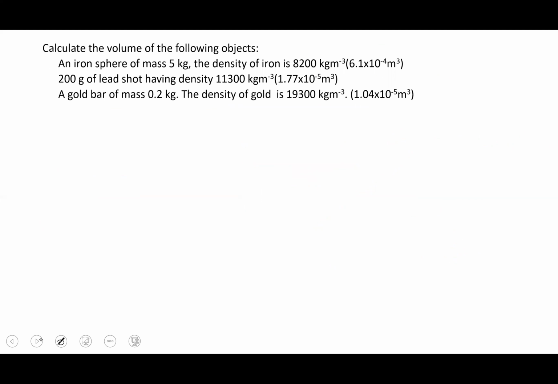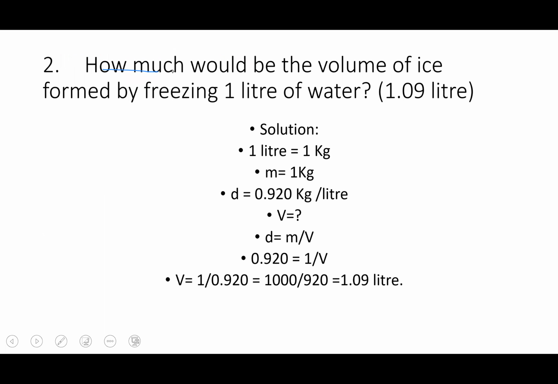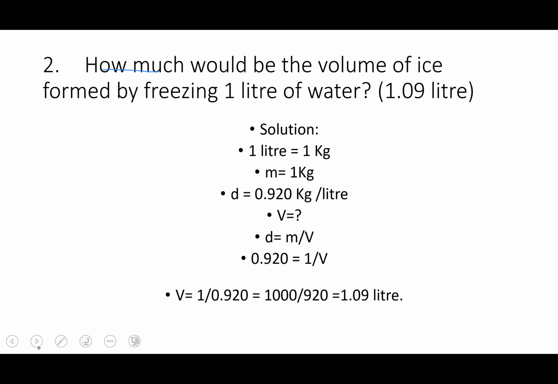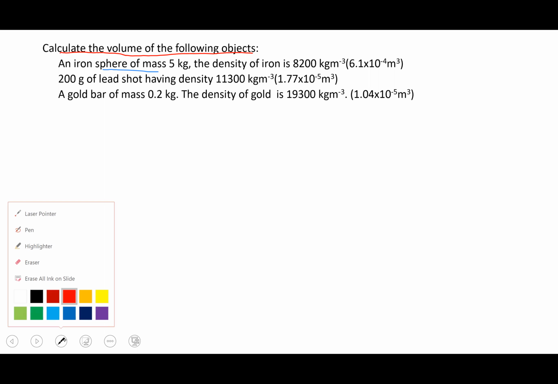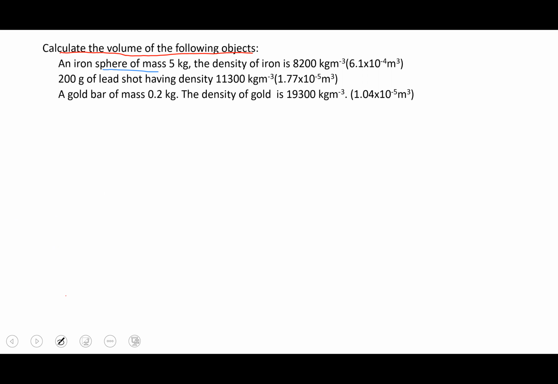Calculate the volume of the following objects. An iron sphere of mass 5 kilograms. Okay. Now this is the iron filing which we have taken over here. In this case, the iron filing which we are considering is of 5 kilograms. And the density of this iron sphere given to us is 8,200 kilogram per meter cube.